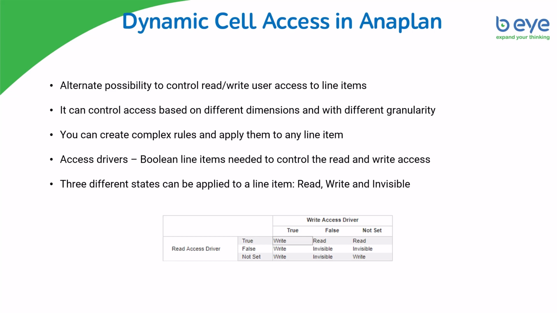If the read access driver is set to false, or if it's not set at all, then that specific cell is going to be invisible, which means that the data in it is still going to be there, but the users will not be able to see it. Now let's switch to Anaplan and see a couple of examples to understand how dynamic cell access works.